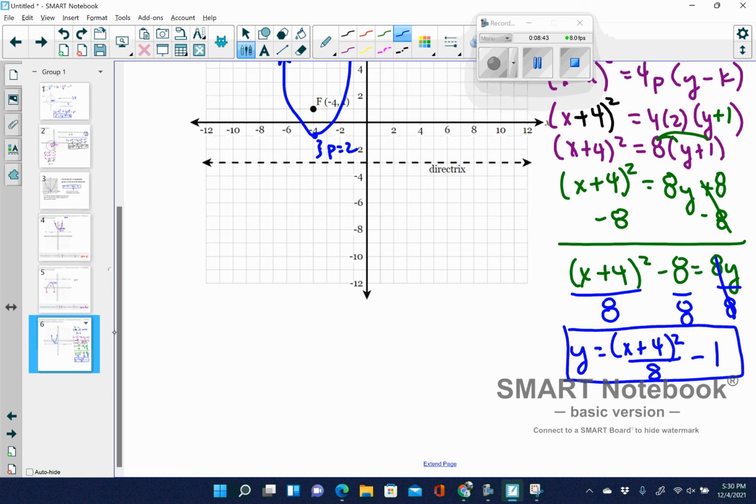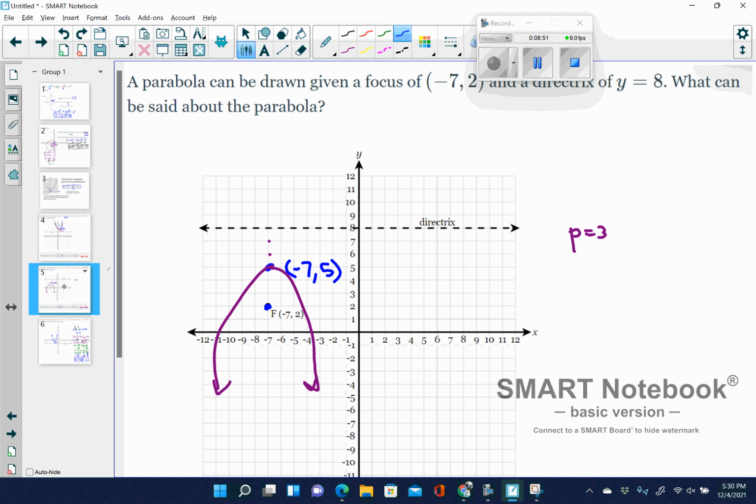One more commercial break, just real quick. If my parabola, which it does not, opened down like this, I'm just going to show you how that changes the equation. So it's still going to be (x minus h) squared equals 4p times (y minus k). But if it opens down, in this case, p is going to be -3. So when I plug in my p here, I'm going to do 4 times -3, because again, the parabola opens down, times (y minus k). My k here is 5, so I'm going to do y minus 5.